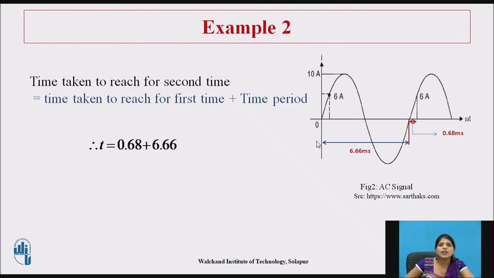So here you can see the total time for this is 6.66 millisecond, and for this instant we have calculated 0.68 millisecond. So you have to add these two times and we are getting t is equal to 7.34 millisecond. And the total time is 7.34 millisecond.